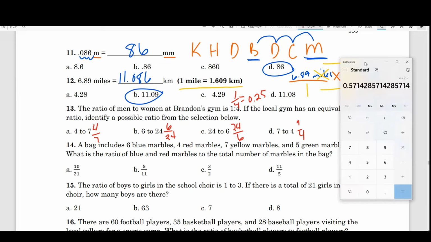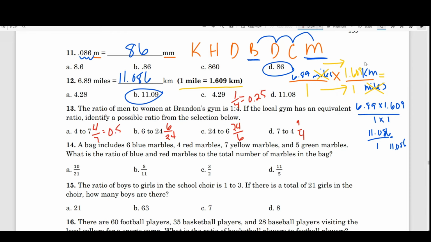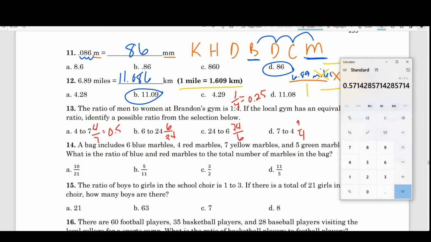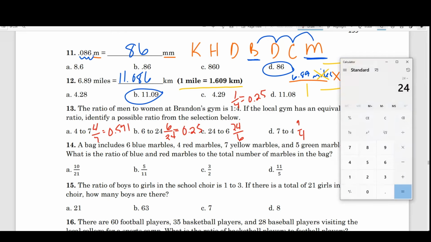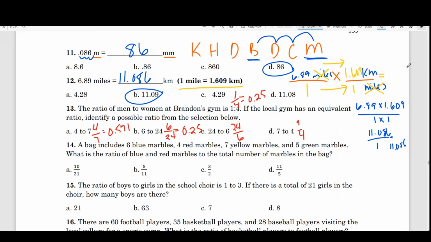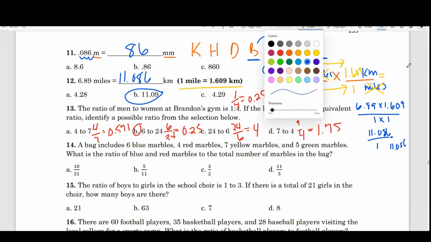So 4 divided by 7 gives me 0.571. 6 divided by 24 gives me 0.25. 24 divided by 6 gives me 4, and then 7 divided by 4 gives me 1.75. All right, so we know that the answer is B, because they're both equivalent to 0.25.